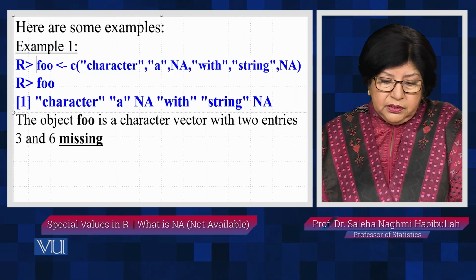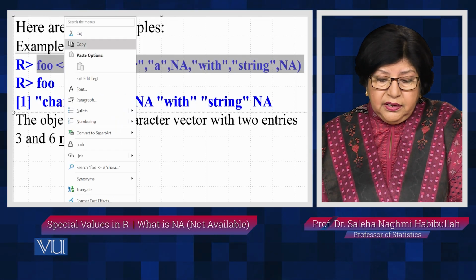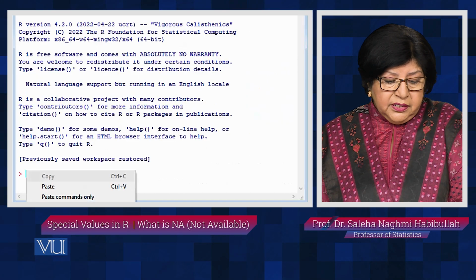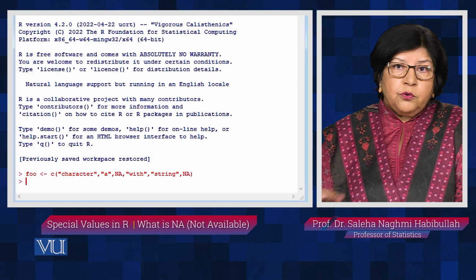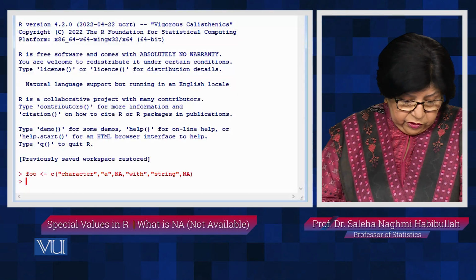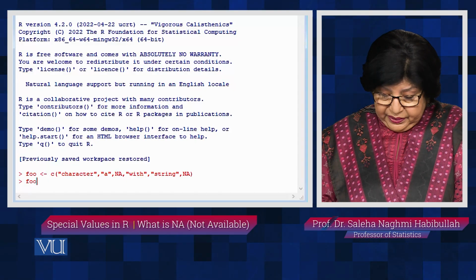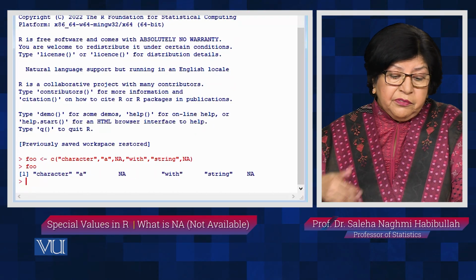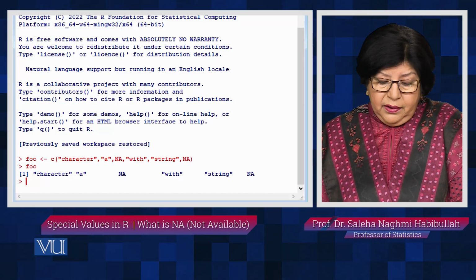Before I go further, I would like to run this for you in my R file, and I have copied the code and put it here. And now you can see that there is no error. So I'm going to write foo again and enter, and there you are. It has come in front of you the same way as it was there.